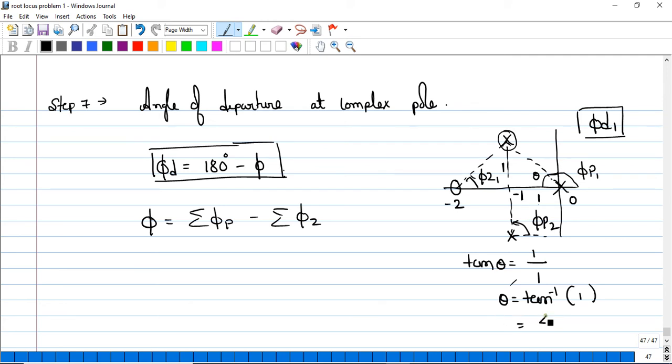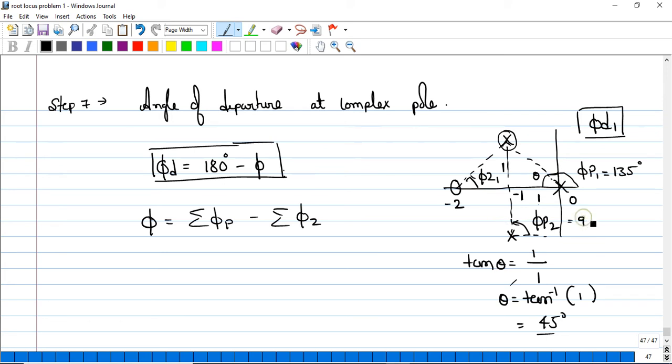So 45. Okay, thank you. So tan inverse of 1 is 45 degrees. If I want to calculate this particular angle made by the pole, see, 180 minus 45, so this particular angle will be 135. And see, this angle for pole 2 you can calculate directly, it will be 90 degrees.